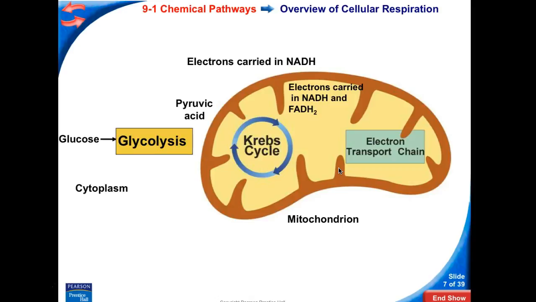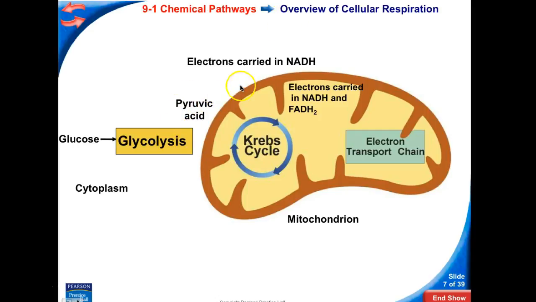Ultimately, here's an overview of cell respiration. If we are in the cell, glucose is coming in, and once it enters the cell, we'd say that glucose is now in the cytoplasm of the cell. And glucose is going to be initially broken down via a process called glycolysis. Glycolysis, the end product there is going to be pyruvic acid.